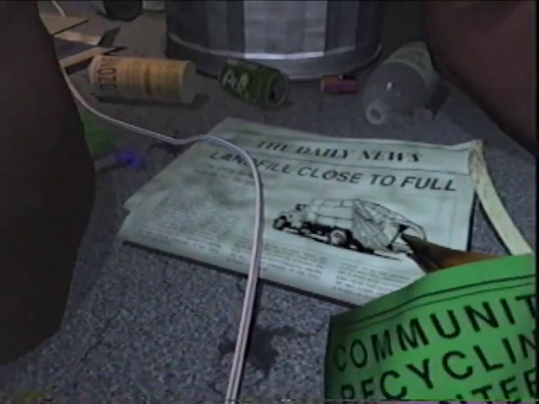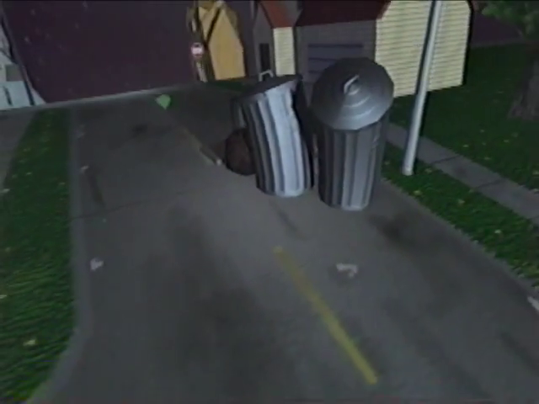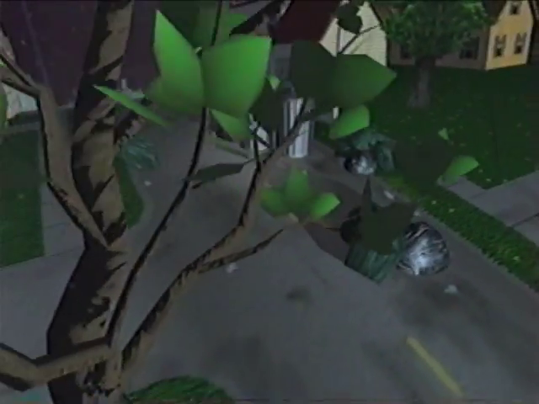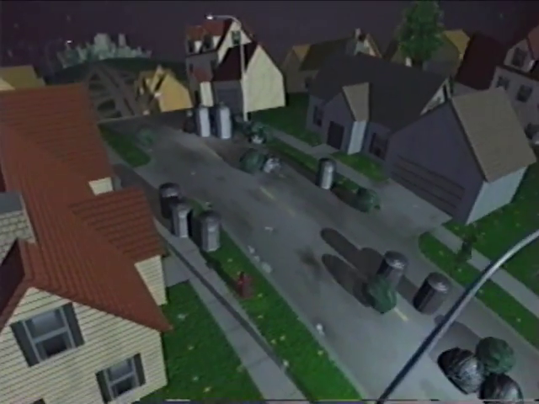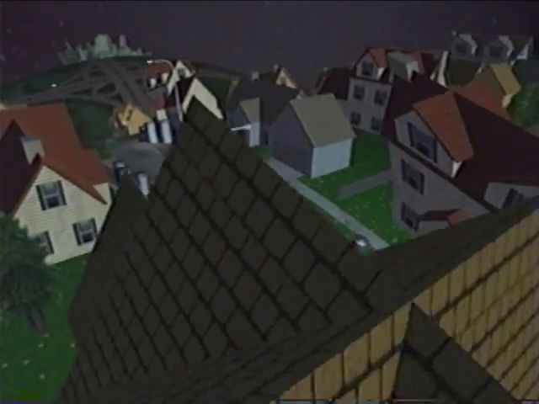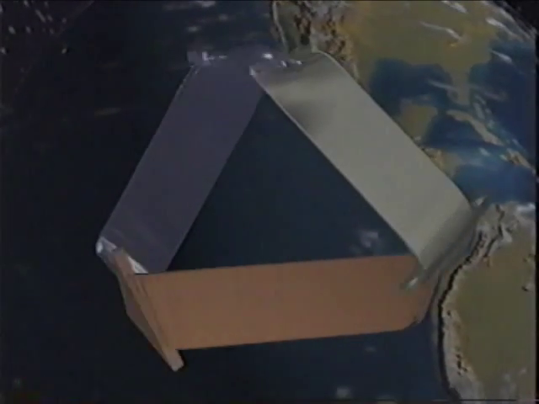26 World Trade Centers filled with glass. 50 million tons of waste. 500,000 trees are cut down for newspapers every Sunday. In 5 years, we will have lost one-third of our country's landfills. Over half of U.S. cities will run out of landfills in 10 years.